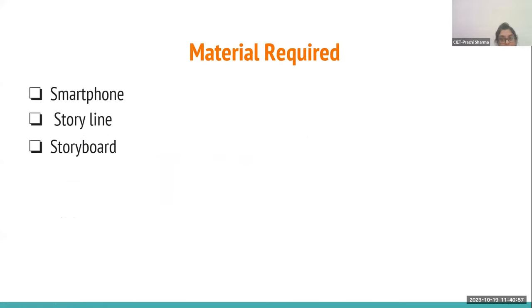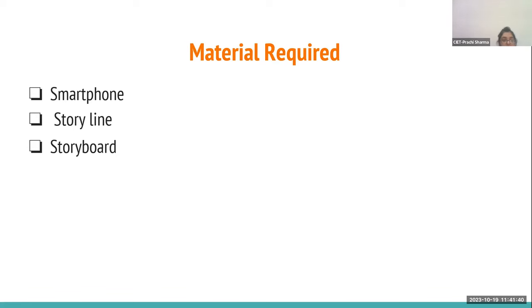Now, what material is required if you want to create an animation? First, a smartphone, because this is a mobile based app. It is compatible with both Android and iOS versions. Although a Windows version is also available, we need to click photographs, so a smartphone will give you a better experience. You cannot easily click photographs using a desktop or laptop, so we will require a smartphone.